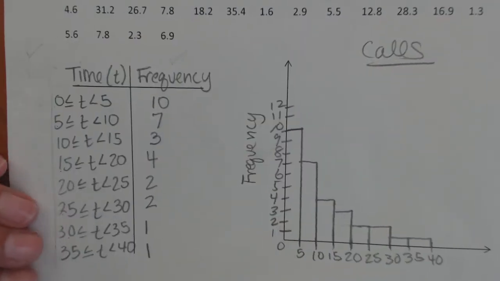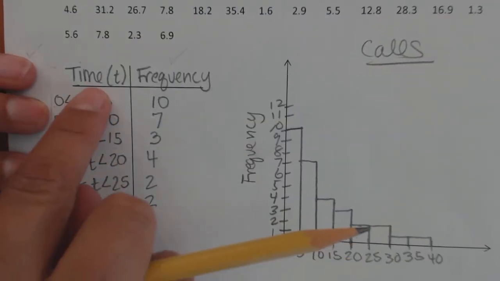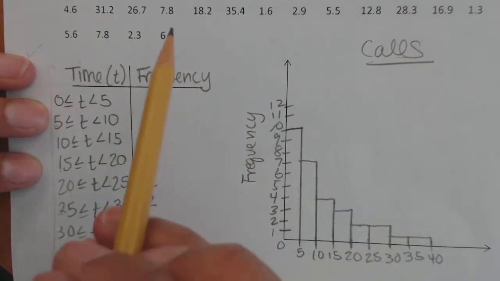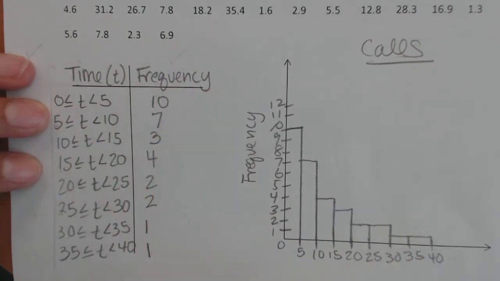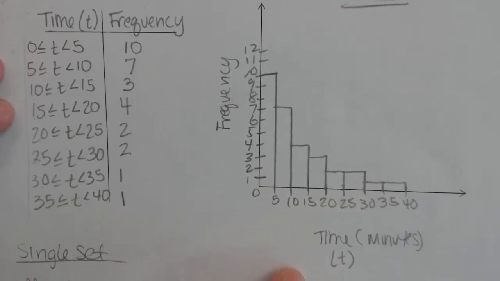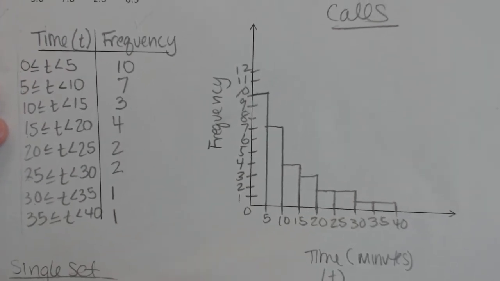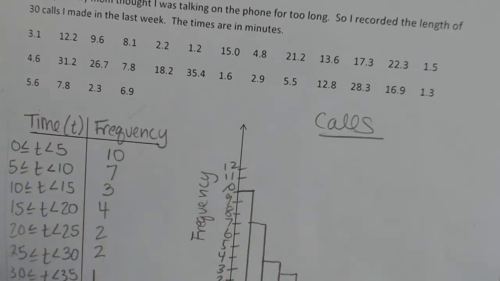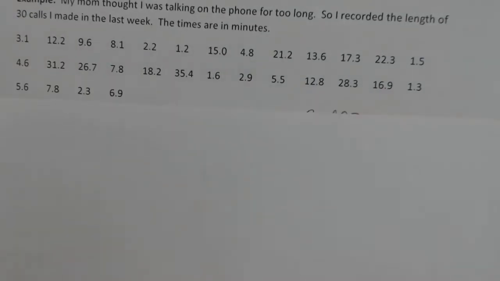Okay, welcome back. So hopefully this is what you did. You had time, frequency. Here are your groups, the frequency of each number that occurs within those groups, and then this is your nice little histogram that you have here. So what we're going to do today is mean, and we can do mean a couple different ways, and we're going to go through that.